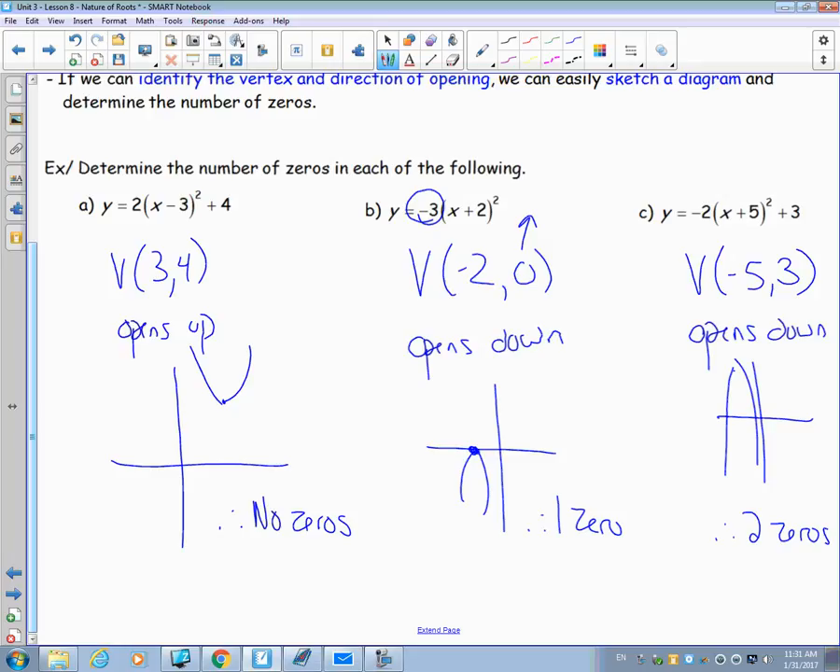Our objective today isn't to figure out what the zeros are. That would be solving. Our objective today is just, can I solve? And what do those solutions or lack of solutions mean?